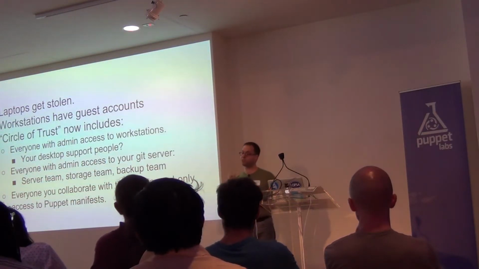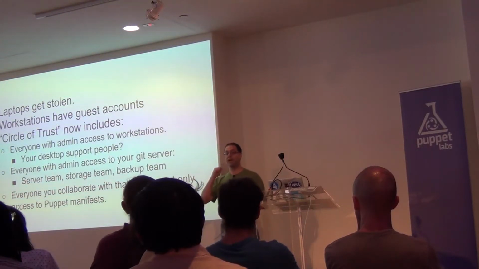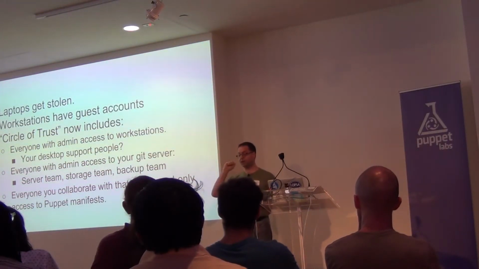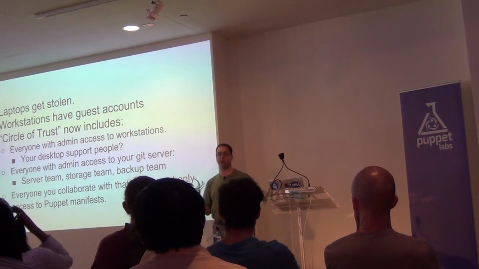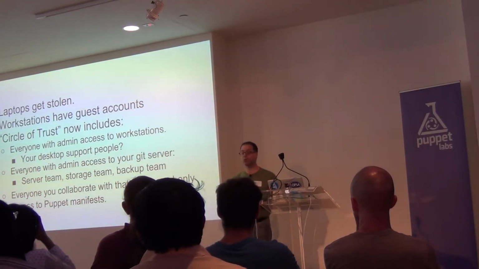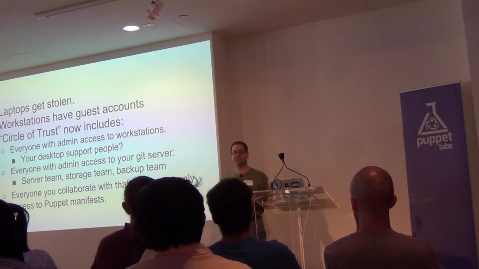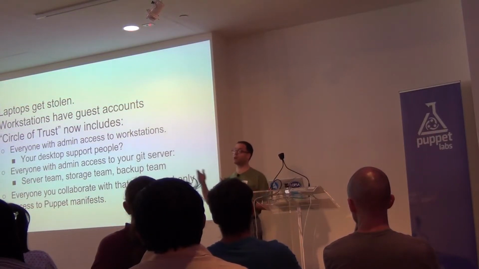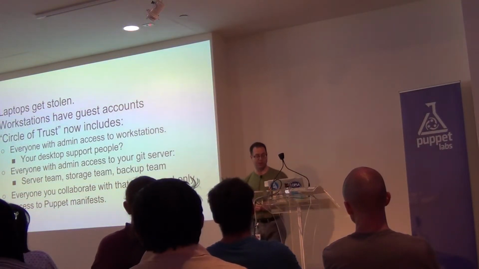So there might be specific people that are allowed access to these secrets. Maybe just your webmaster has access to your SSL service. By putting these secrets in Git, you've increased that circle of trust. So for example, anyone with admin access to your company's laptops and workstations now is in that circle of trust. That might include your whole desktop support team, who maybe you've never met some of them, right? That's a different group of people in many companies.